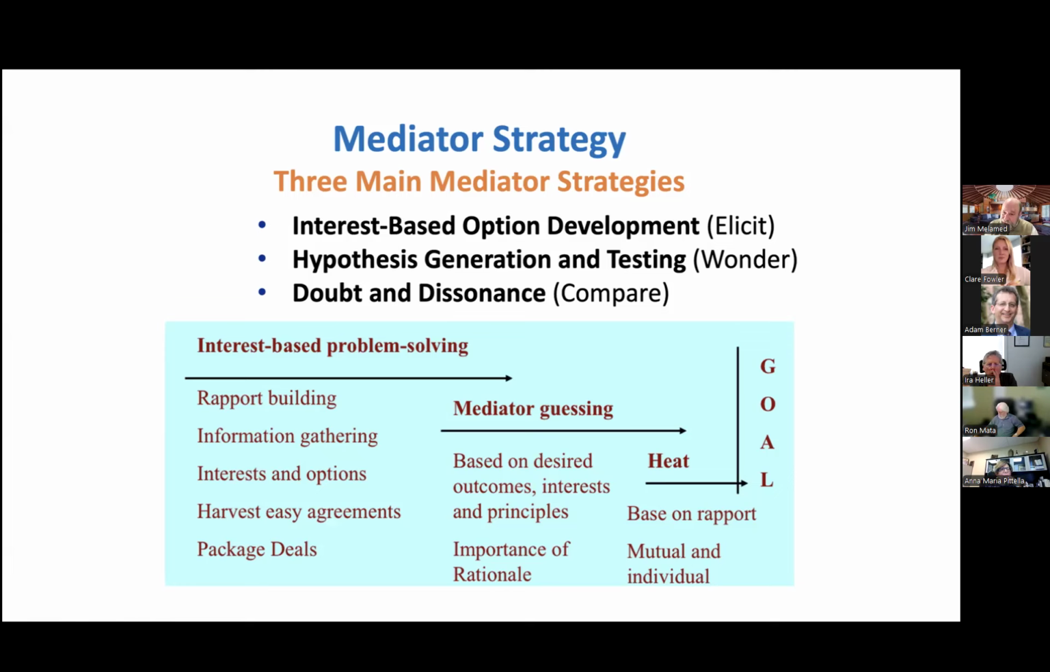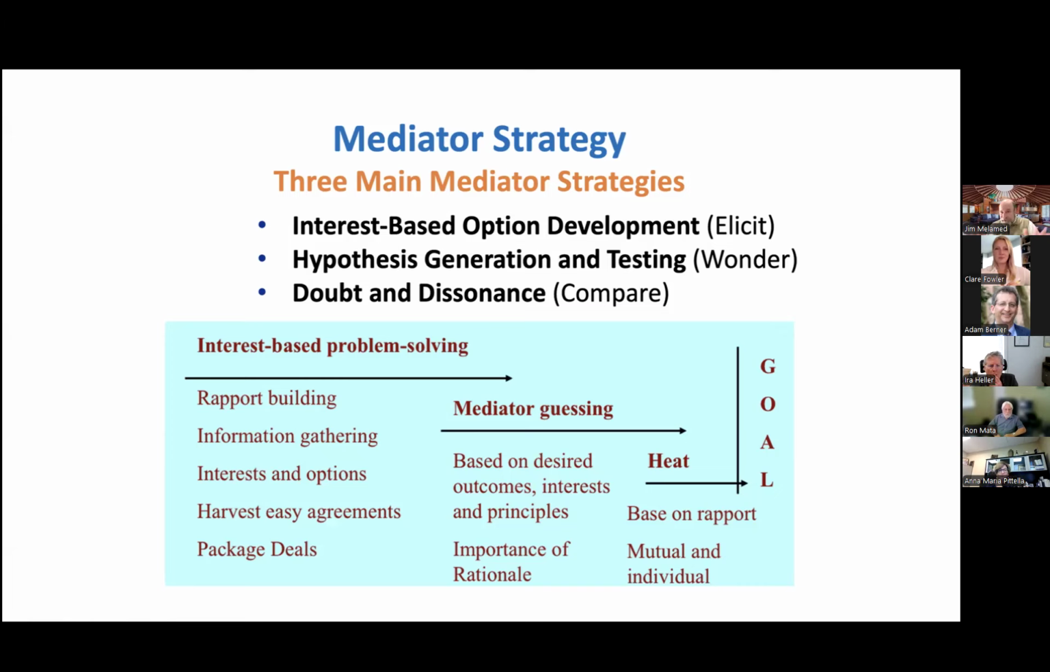Now, at some point, that easy problem solving slows, and I think the mediator becomes more proactive. But not in terms of decision or heat too early, but much more wondering, being curious. I call it hypothesis generation and testing. User-friendly name is mediator guessing and wonderment, perhaps. And so basically, based on their desired outcomes and interests and their principles, we're going to wonder whether some things might work, and I'll give you good language on that.